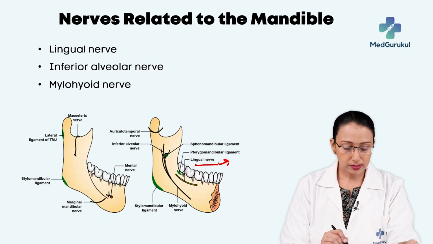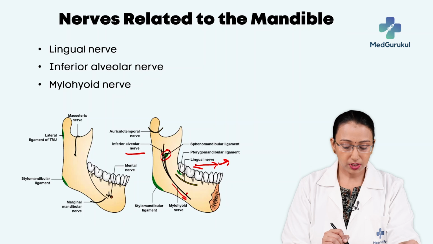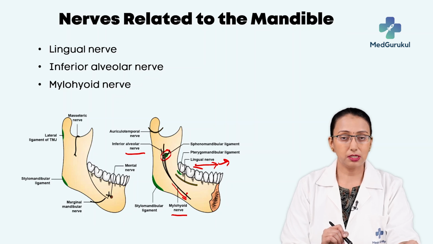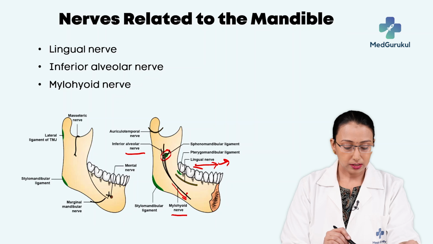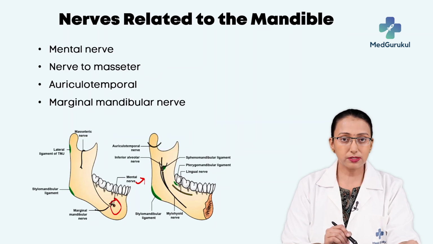The lingual nerve is a sensory nerve. Then the inferior alveolar nerve: the nerve which enters within the mandibular foramen is the inferior alveolar nerve. Then a branch of this mandibular nerve is the mylohyoid nerve, which supplies the muscle of the same name, the mylohyoid muscle. Then the mental nerve. Through the mental foramen here, the structure which emerges and supplies the skin over the chin region is the mental nerve, the terminal branch of the mandibular nerve.